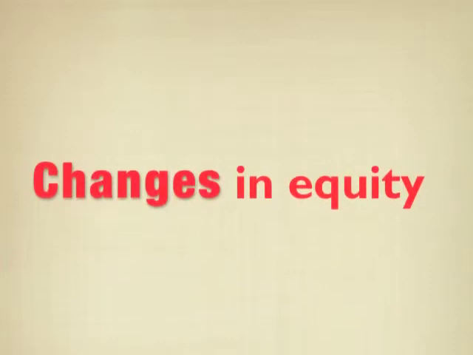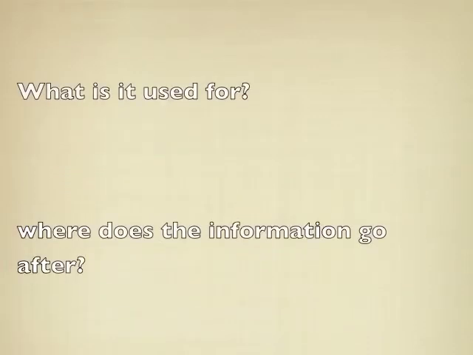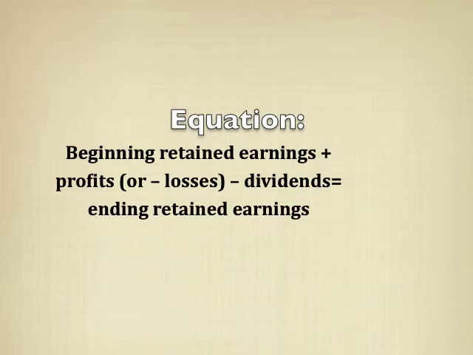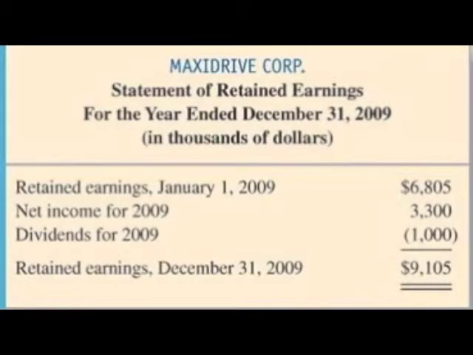Let's look at the statement of changes in equity. It shows the changes in a company's retained earnings over a specific period of time. The ending retained earnings then goes to the statement of financial position, with this important equation to keep in mind. So we simply follow the steps. 6,805 plus 3,300 minus 1,000 gives us our retained earnings.